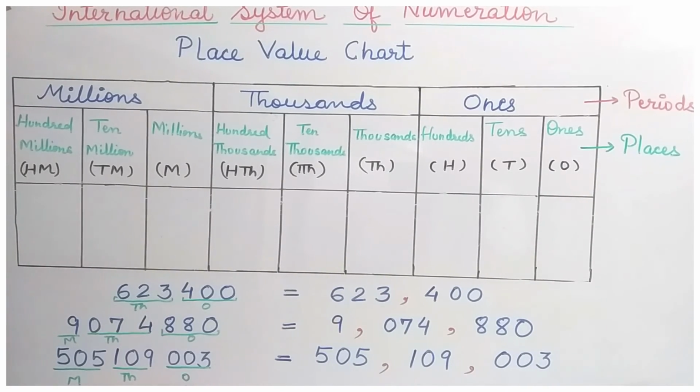Last example, there are 9 digit number. Last 3 digit falls in the ones period. Next 3 digit falls in the thousands period. Last 3 digit falls in the millions period. There are 2 commas: the first comma between ones and the thousands period, the second comma between thousands and the millions period. Number name is 505,109,000.